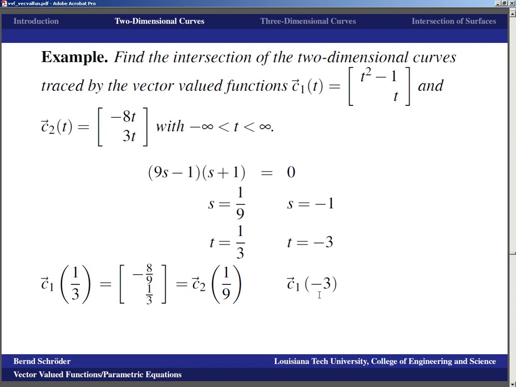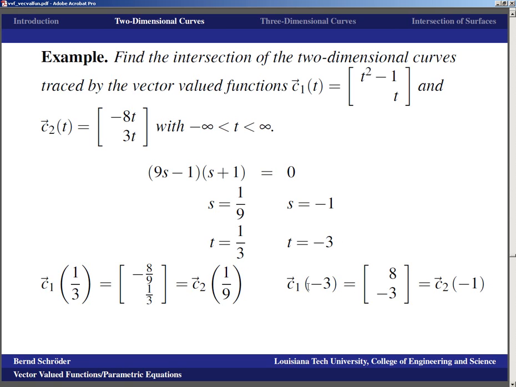Similarly, c1 of negative 3 will be negative 3 squared minus 1, so 9 minus 1 is 8, and negative 3. Whereas for c2 we have to work with negative 1, and c2 of negative 1 is also negative 8 and negative 8, so 8 and 3 times negative 1, which is negative 3. So again, we have an intersection point here.